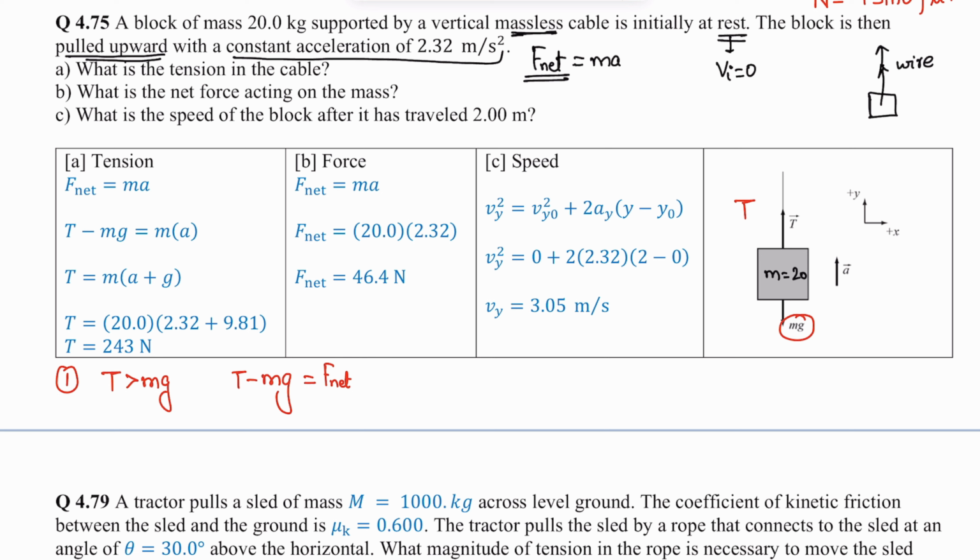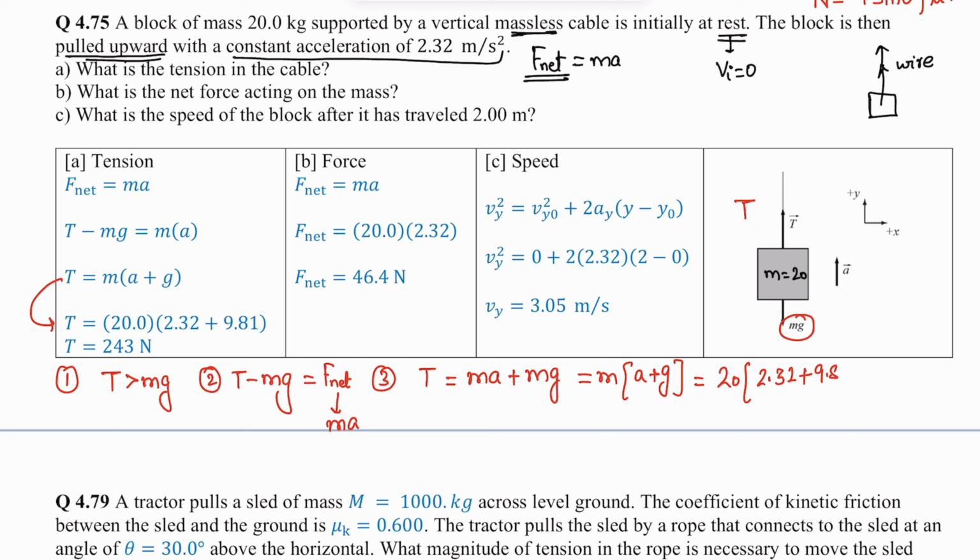So can I say step number 2? Now step number 3, T is equal to, what is F net? F net is M times A, so MA plus mg. Take out M common: M times A plus g. Clear? Now just place the values. What is the value of M? 20 times the bracket, A is 2.32 plus 9.81. Once you solve it, you will get 243 Newton. So whose value? Tension's value.